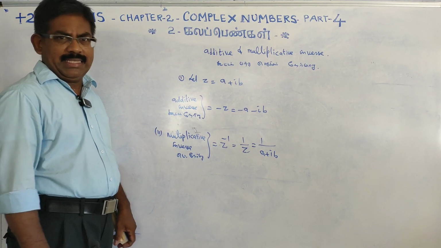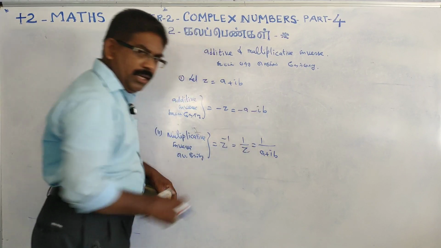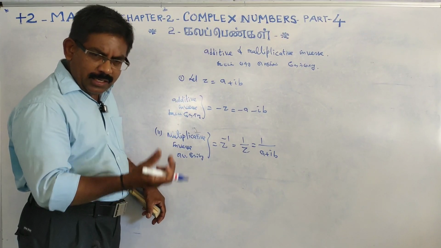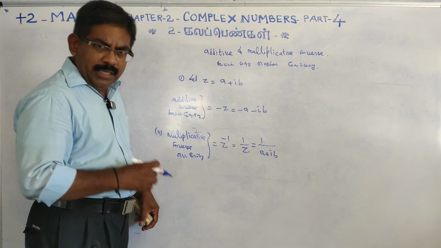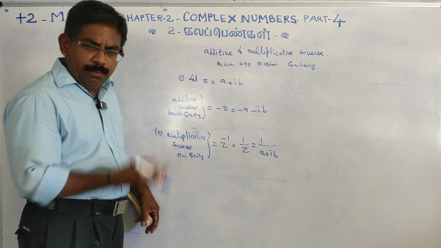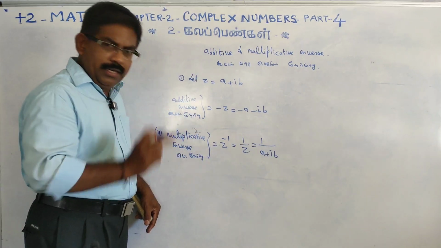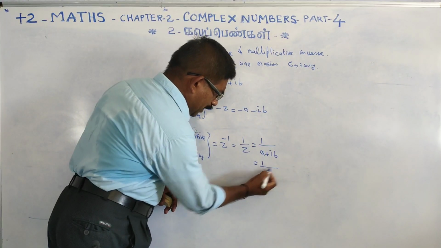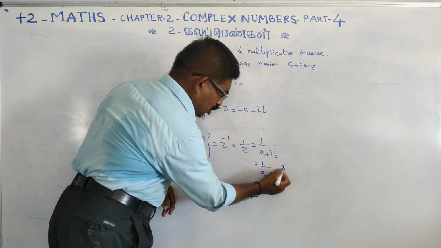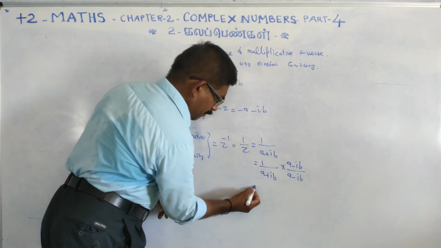In this case, if there is an imaginary part in the denominator, how can we remove it? By multiplying its conjugate on both numerator and denominator. இதனுடைய இணை எண்ணால் மேலேயும் கீழேயும் பெருக்க வேண்டும். Conjugate a minus ib by a minus ib.